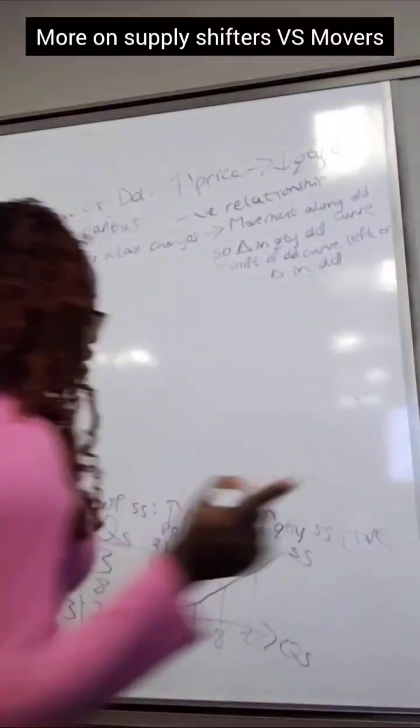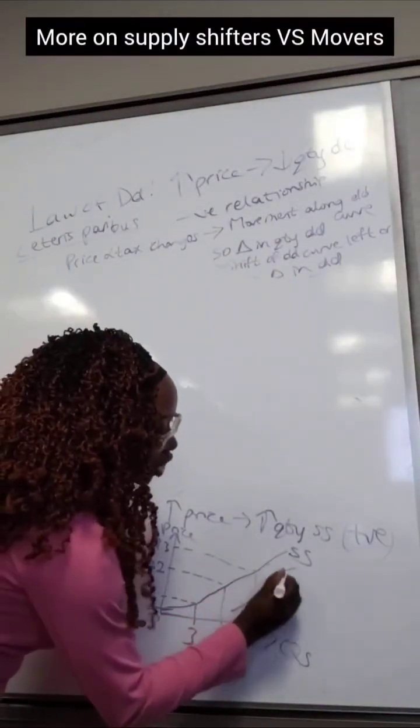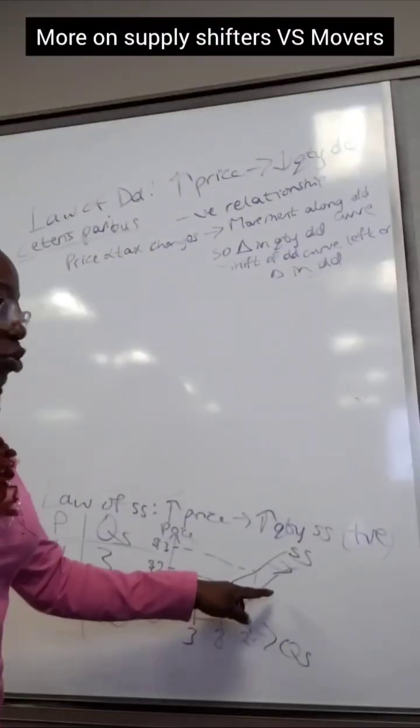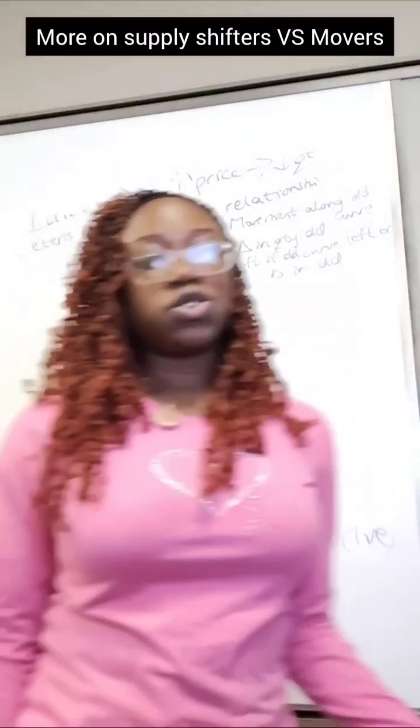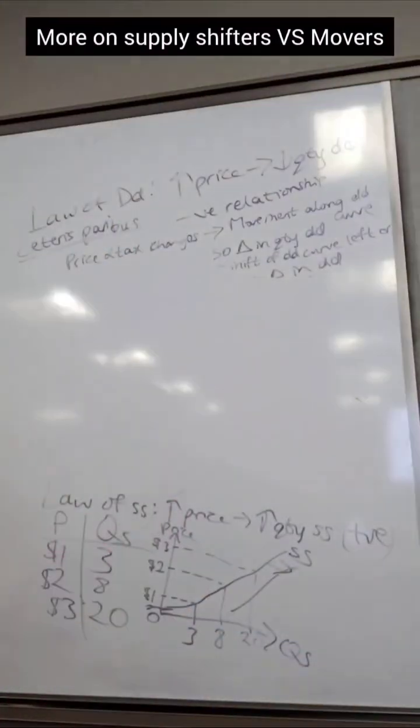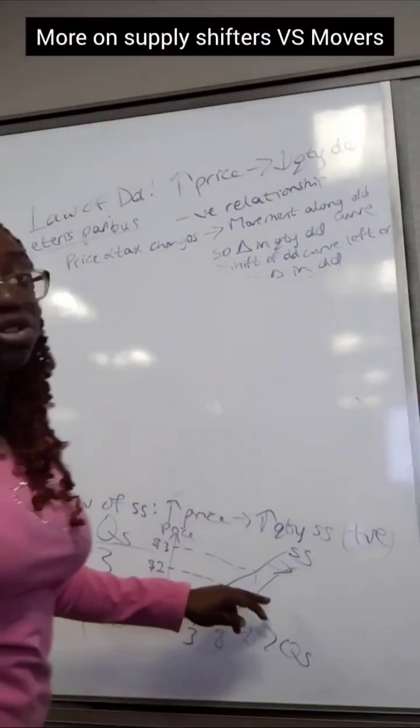So supply shifters will basically shift the supply curve to the right. When you shift the supply curve to the right, what that means is that there's much more goods supplied. And when there's excess of something, then the price is going to fall down. So that would mean the selling price of the good is going to reduce in the market.